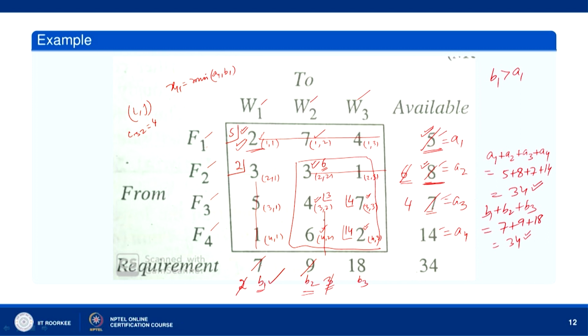The allocations are: to the cell 1 1 we have allocated 5 units, to the cell 2 1 we have allocated 2 units, to the cell 2 2 we have allocated 6, to the cell 3 2 we have allocated 3, and to the cell 3 3 we have allocated 4, and to the cell 4 3 we have allocated 14. So, how many allocations are there? 1, 2, 3, 4, 5, 6 allocations.